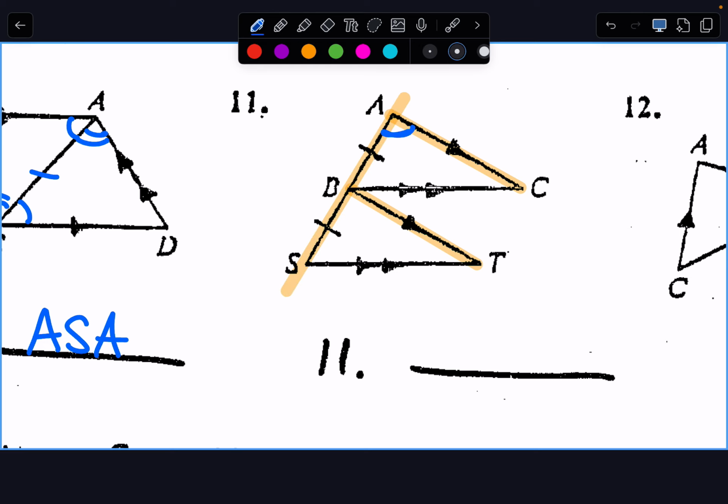We have corresponding angles here, and then we have corresponding angles here. So this is angle, side, angle because of our corresponding angles being congruent. Parallel sides don't have to be congruent. Parallel means parallel and congruent means congruent, but we can't assume one or the other.